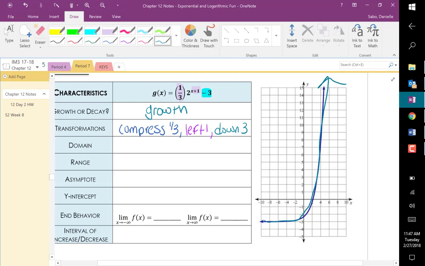Now the domain has not changed. What is it? Yep, all real numbers. Now, this is where things get a little tricky, because the moment an exponential graph moves up or down is the moment you change the asymptote. Normally it would be 0, but because we moved the whole graph down 3, here in yellow is my asymptote. My asymptote's at y equals -3.